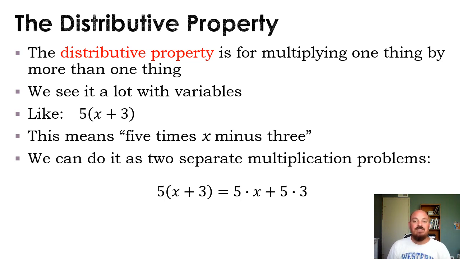And you can do it as two separate multiplication problems. You can do 5 times x plus 5 times 3. And in fact, one thing you're probably very used to, most people do this when they're doing the distributive property, they'll use little curvy arrows. They'll say, draw in this arrow to do the 5 times x, then draw in this arrow to do the 5 times 3. And that's usually what I do. If I'm working out a question and the notes are on the board in class, I usually do the little arrows to show my work.